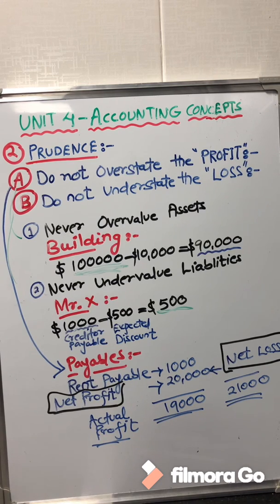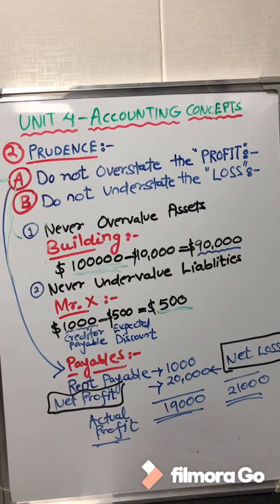Now I wrote a few more examples for this. I wrote actually one example. Through that I will explain: do not overstate the profit and do not understate the loss. We have a rent payable of any store or any office premises or anything. There is a rent payable of $1000. Now I'll explain this from the first point of view, A, that do not overstate the profit.